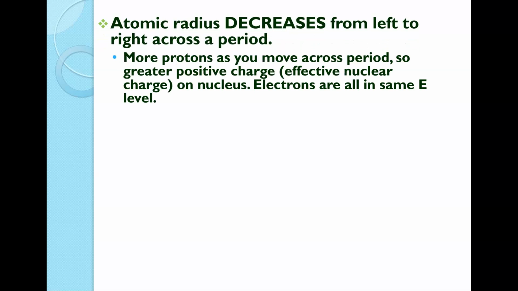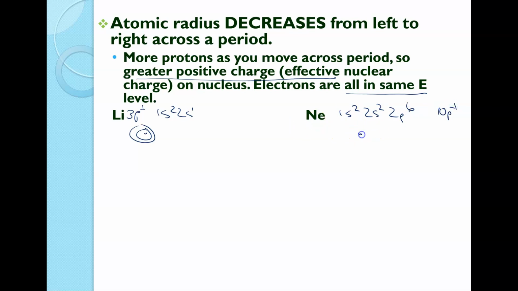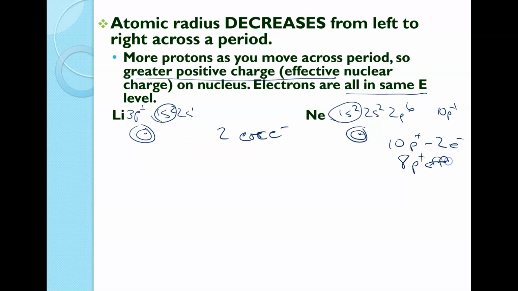Okay? So, the atomic radius decreases from left to right across the period because you have an increasing positive charge and the electrons are all in the same energy level. So if I was to compare lithium and neon, I have 3 protons, it's 1s2, 2s1. This is 1s2, 2s2, 2p6. I have 10 protons in the nucleus, energy level 2. Because my core electrons are the same, they both have 2 core electrons. The effective nuclear charge here is 10 protons minus the 2 electrons in the core. That's an effective nuclear charge of 8. This is 3 minus 2. This is an effective nuclear charge of 1.